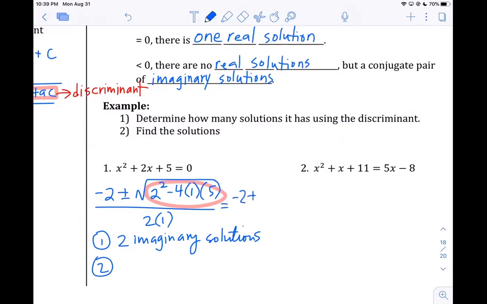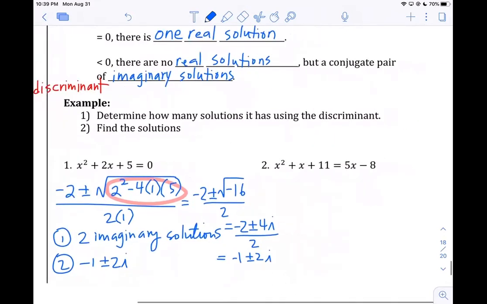So negative 2 plus or minus square root of 4 minus 20. So square root of 4 minus 20, that is minus 16, over 2. So that is negative 2 plus or minus 4i over 2. That is negative 1 plus or minus 2i. So negative 1 plus or minus 2i are the solutions. Okay, so go ahead and pause the video and try number 2.